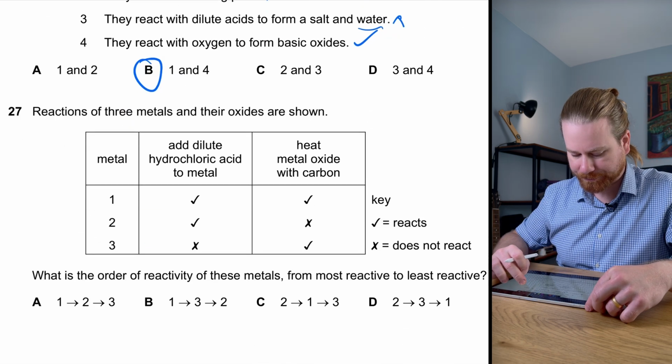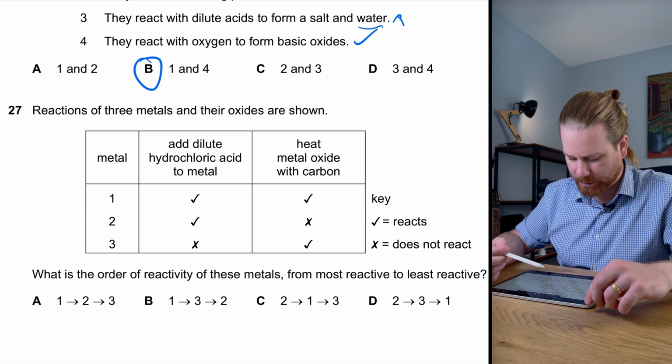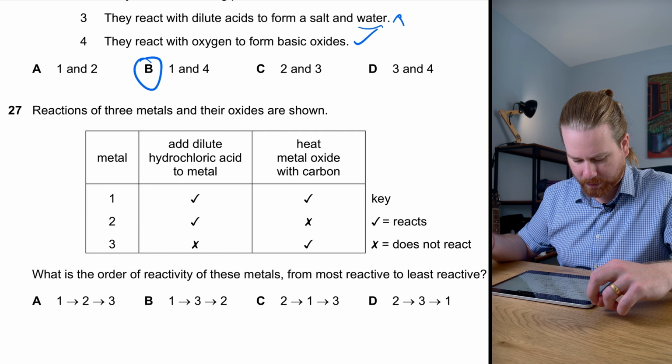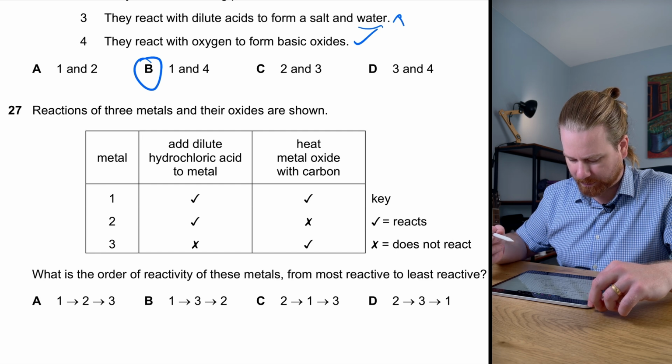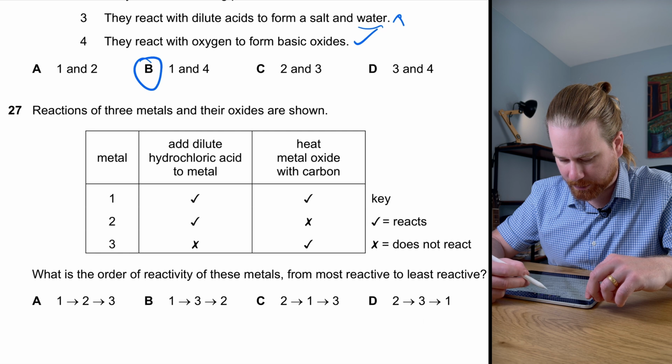There we go. All right, reactions of 3 metals and their oxides are shown. Okay, nice, nice, nice. Dilute. What is the order of reactivity of these metals? Okay, so let's have a quick look at what's going on.